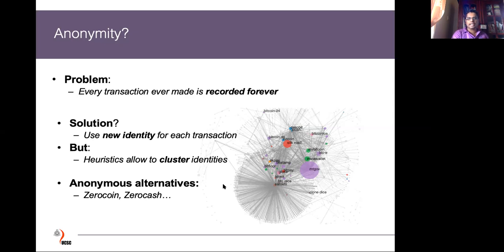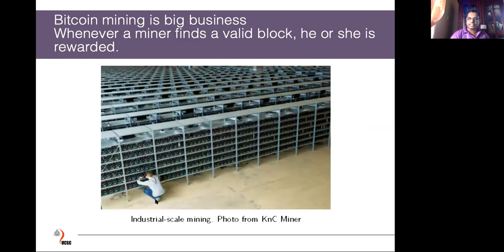Later on, some other cryptocurrency systems were created, like Zerocoin, Zerocash and so on, which provide better anonymity. But Bitcoin is the first cryptocurrency and still the most popular cryptocurrency in the world. And Bitcoin mining nowadays is a big business.